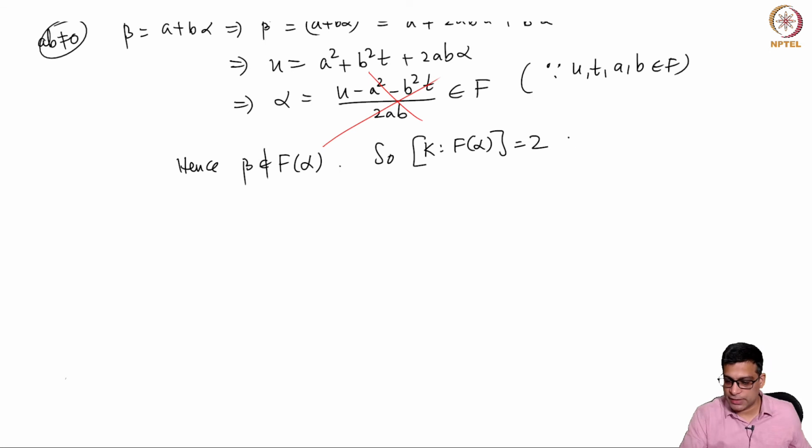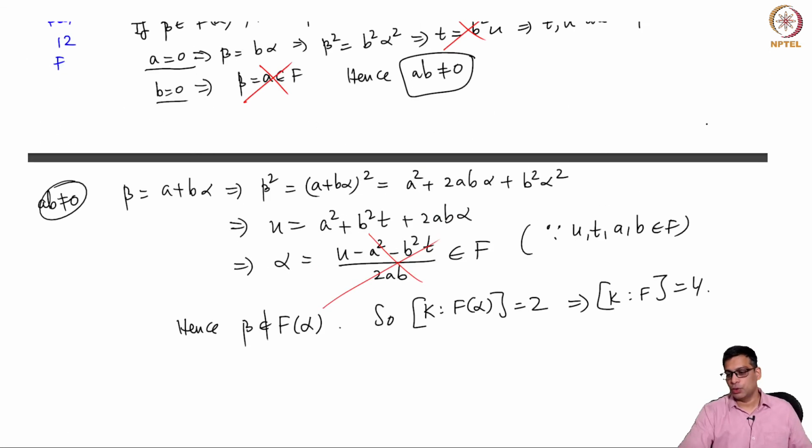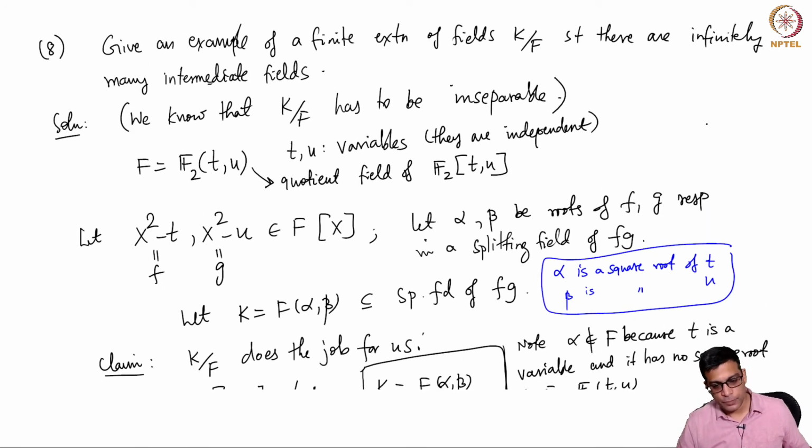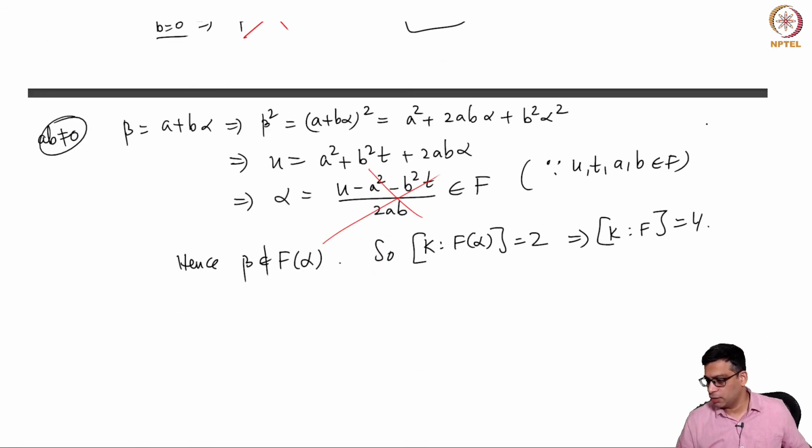Okay. So hence [K:F] is 4. So it is a finite extension. Next step is to show that it has infinitely many intermediate fields.